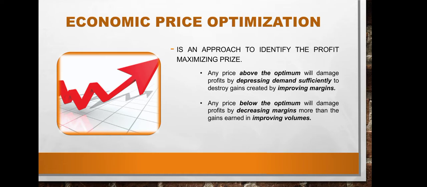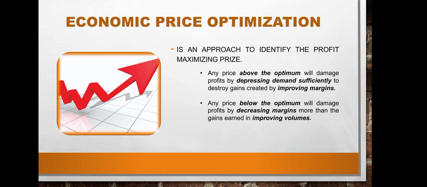From the profit sensitivity analysis, we see that raising prices can increase profits directly by improving contribution margins, and decrease profits indirectly through their moderating effect on demand. Any price above the optimum will damage profits by depressing demand sufficiently to destroy gains created by improving margins, meaning having a price above the optimum will improve margins but will also damage profits.